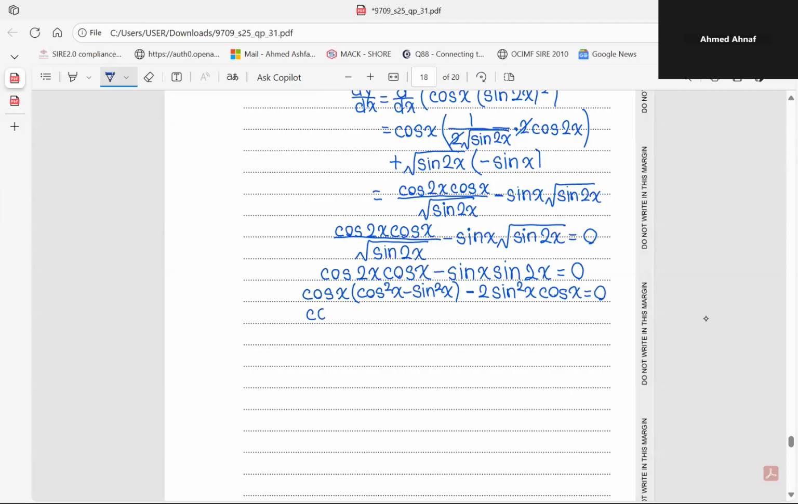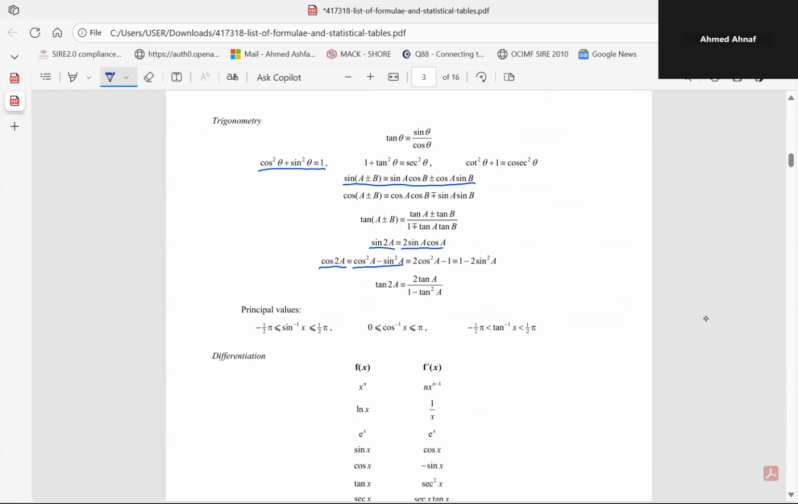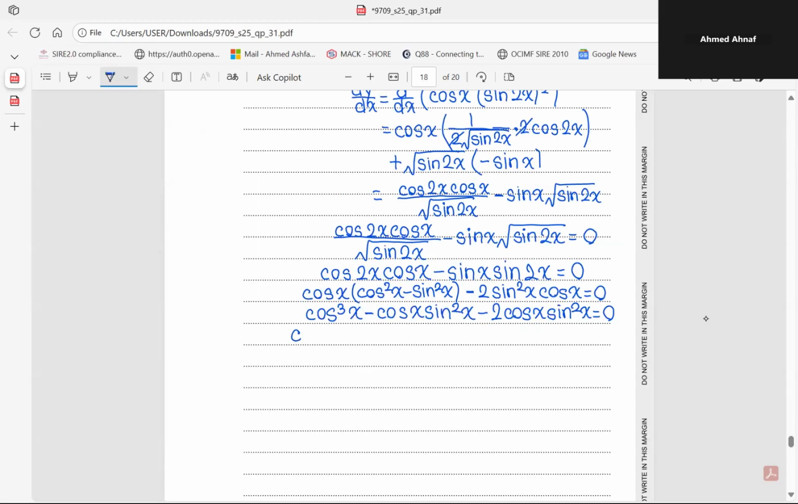So we would have cosine cubed x minus cosine x sine squared x minus 2 cosine x sine squared x equals 0. Okay, so now we're going to have to change the sine squared x to cosine squared x using this identity. Sine squared theta equals 1 minus cosine squared theta. So let's do that.